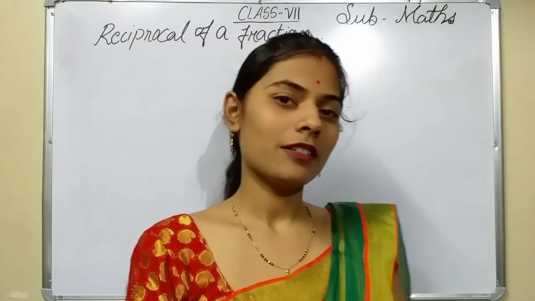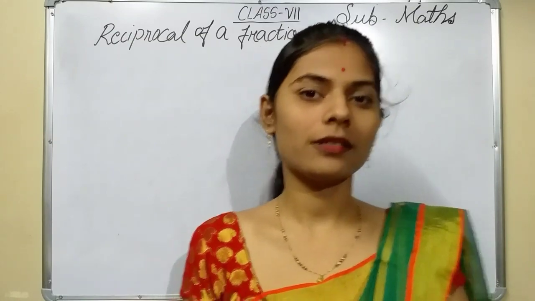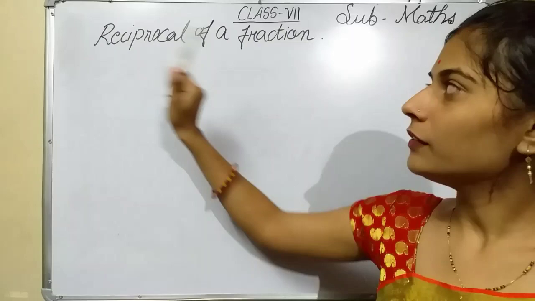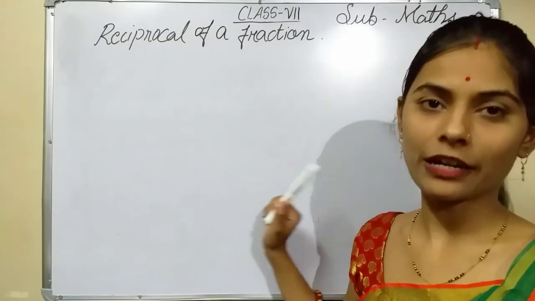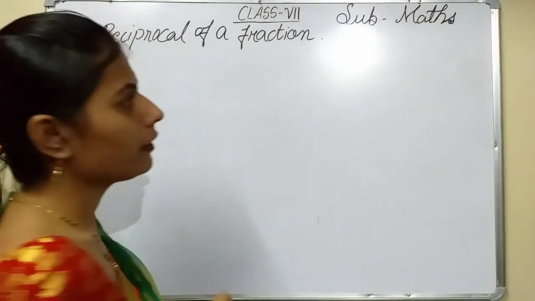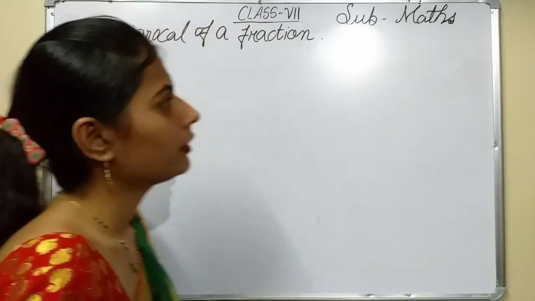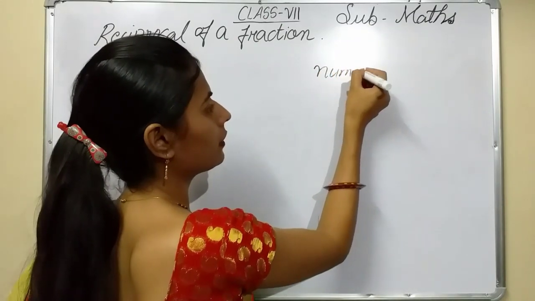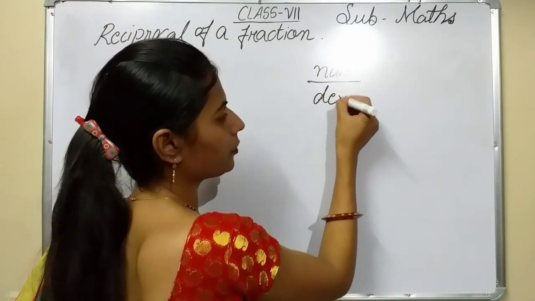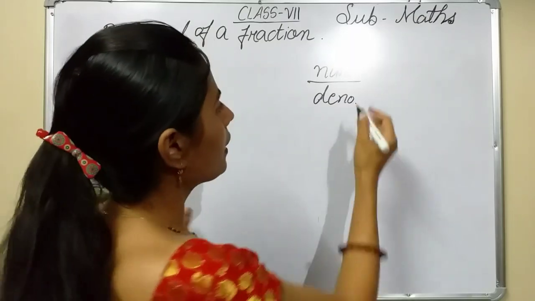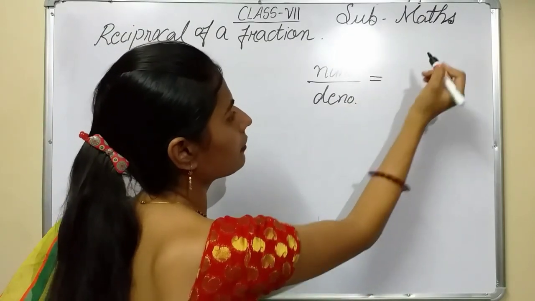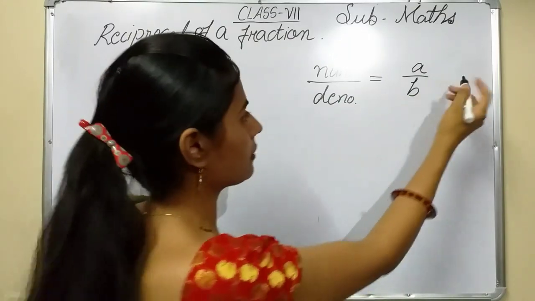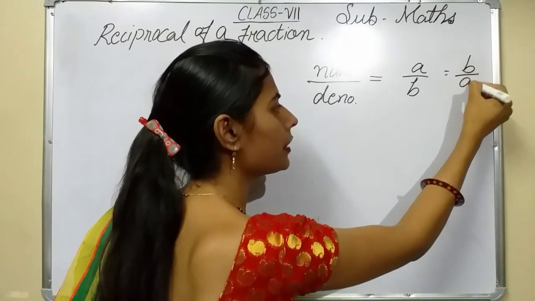In our previous class we studied fractions, and now we will study exercise number 2. Here we will study the reciprocal of a fraction. To find the reciprocal, we have to interchange the numerator and denominator. If the numerator is a and the denominator is b, you interchange them. It means b upon a.